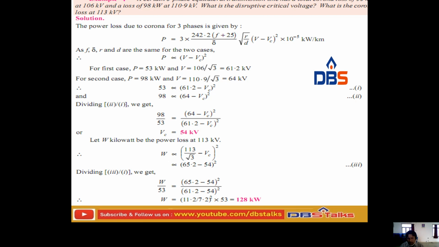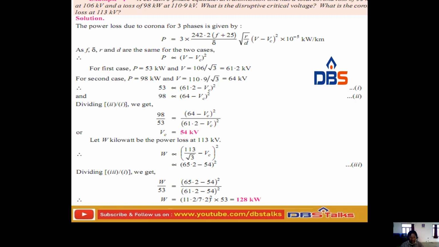Generally for single phase, P = 242.2 into (f + 25) by delta, root r by d, into (V minus Vc) square into 10 power minus 5 kilowatt per kilometer per phase, but here into three phase, multiplied by 3. Right?